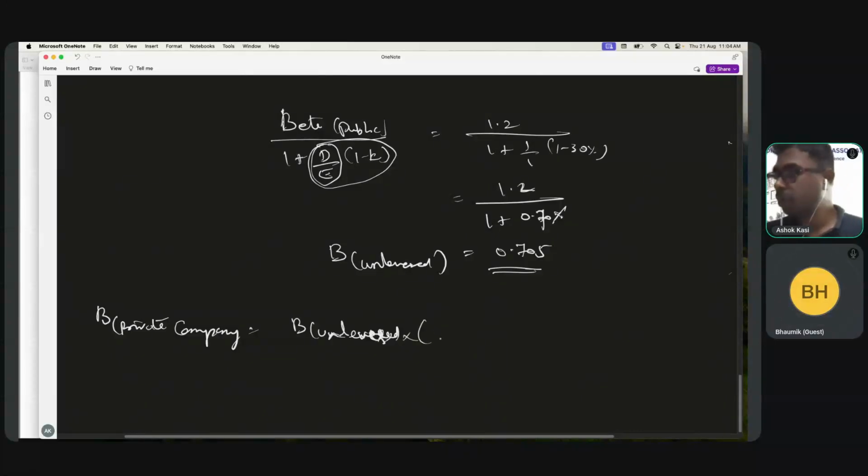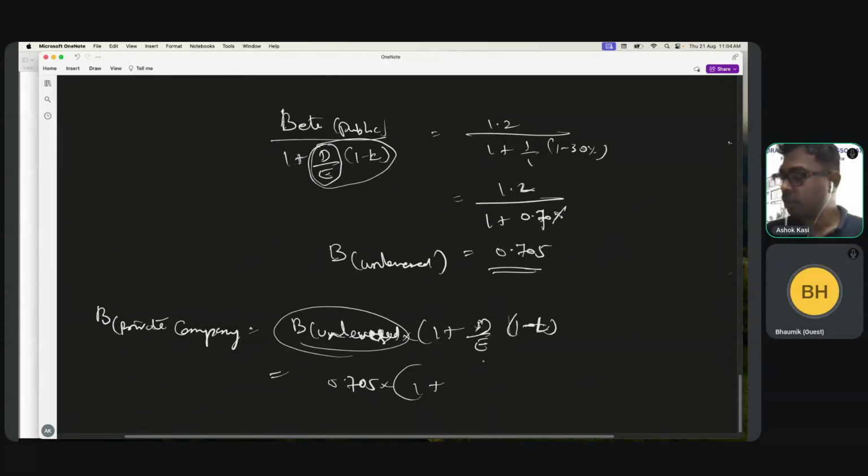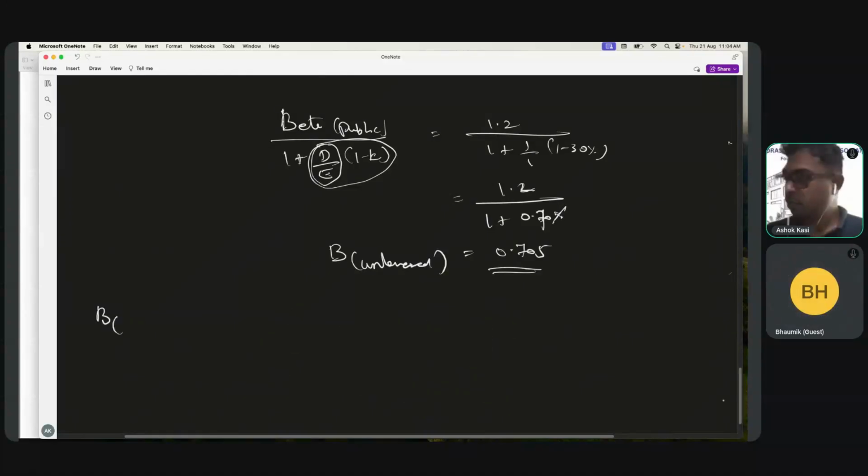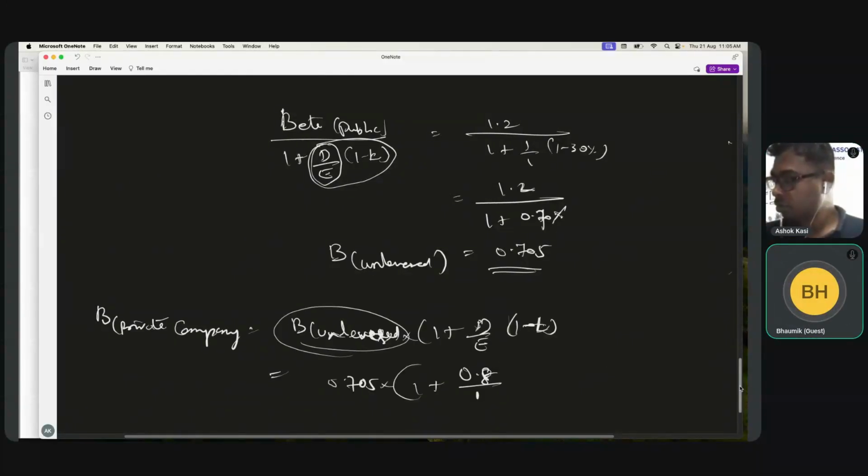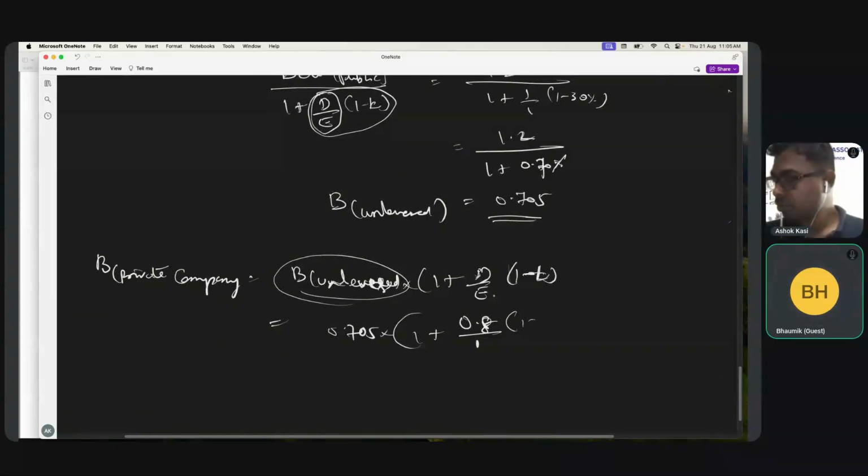Now I will compound it with its debt to equity. This is the formula. Beta unlevered is 0.705 into 1 plus, let's say its debt is higher than that. It's maybe like 0.8 for every one equity. So debt will be lower, na? Here it is 1. Okay, 30%.